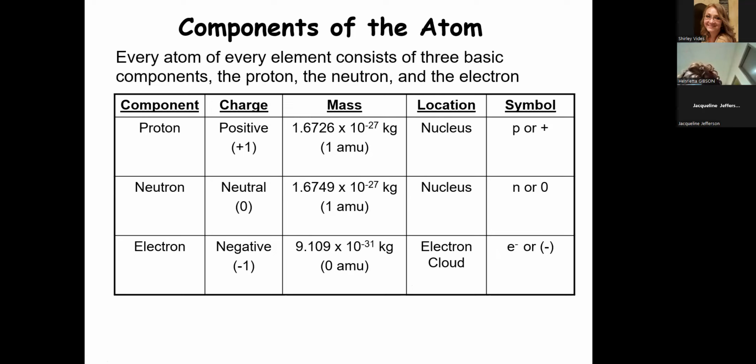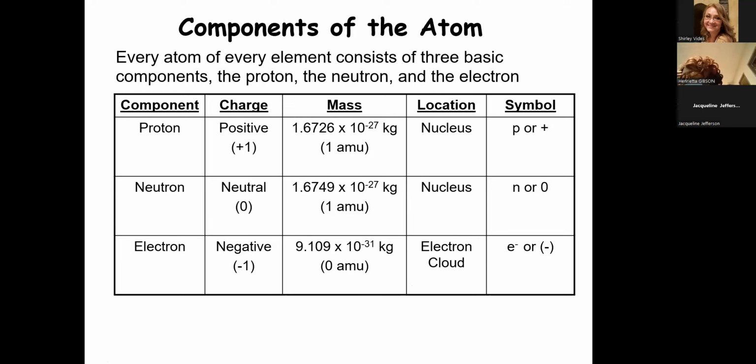And the electron cloud, like I say, is basically no mass. If you look at the symbols, protons will be positive, neutrons will be neutral.